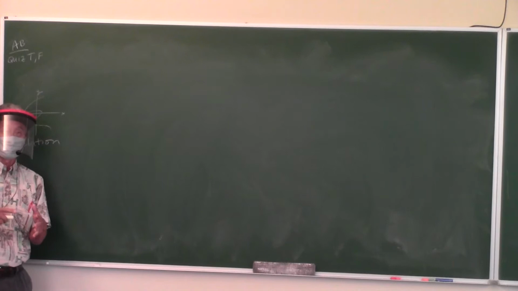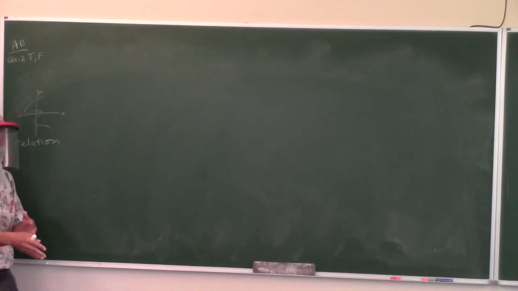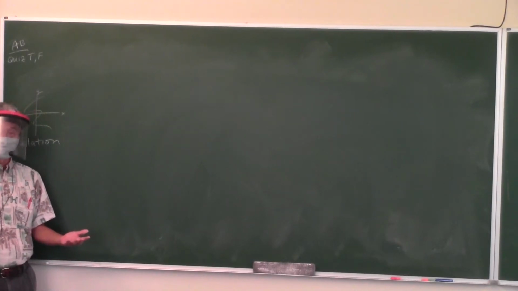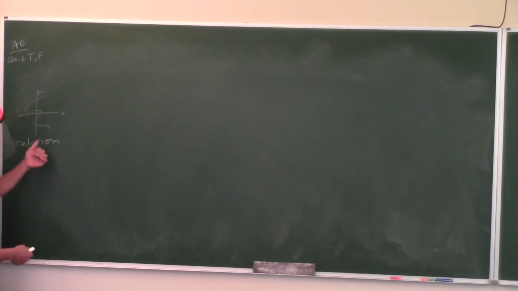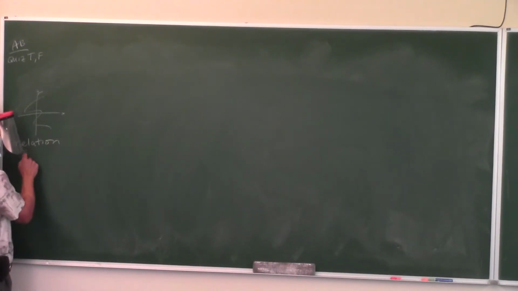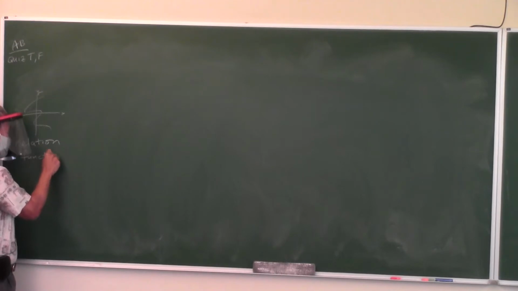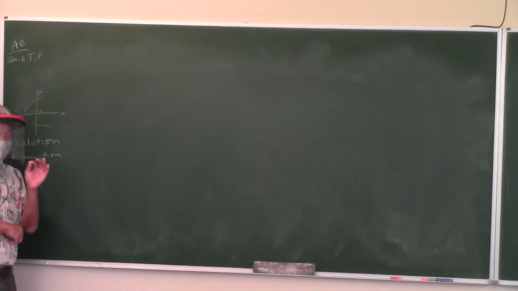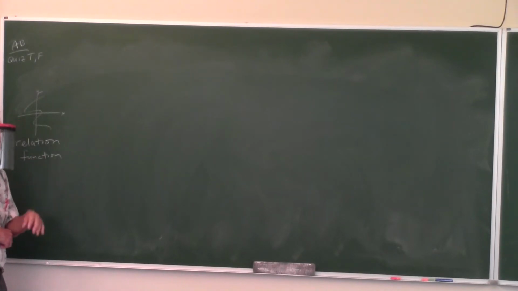How do you determine if a relation is a function? What did you learn last year? It has to pass the vertical line test. Have you guys heard of that before? Does this pass the vertical line test? Every vertical line I draw will intersect the graph at most once. That's how you tell if something's a function. That's not the definition though. A function, by definition, is for every x value, there is at most one y value.